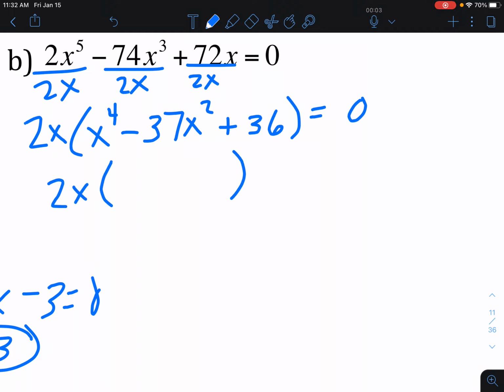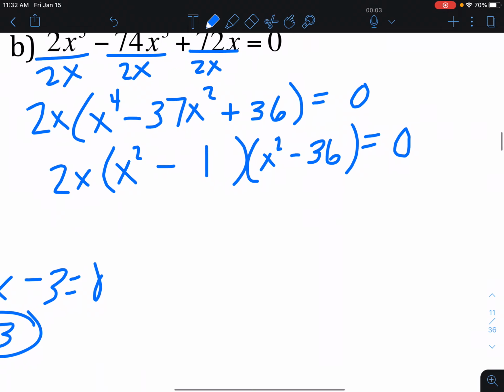So I'm going to go 2 binomials. Make sure to bring down your 2x. x to the fourth gets split up into x squared. Your sign rules here are minus, minus. Two numbers that multiply to get 36, add up to 37. They would be 1 and 36. All right, so I'm looking to see if I can factor more. Yes, I can.